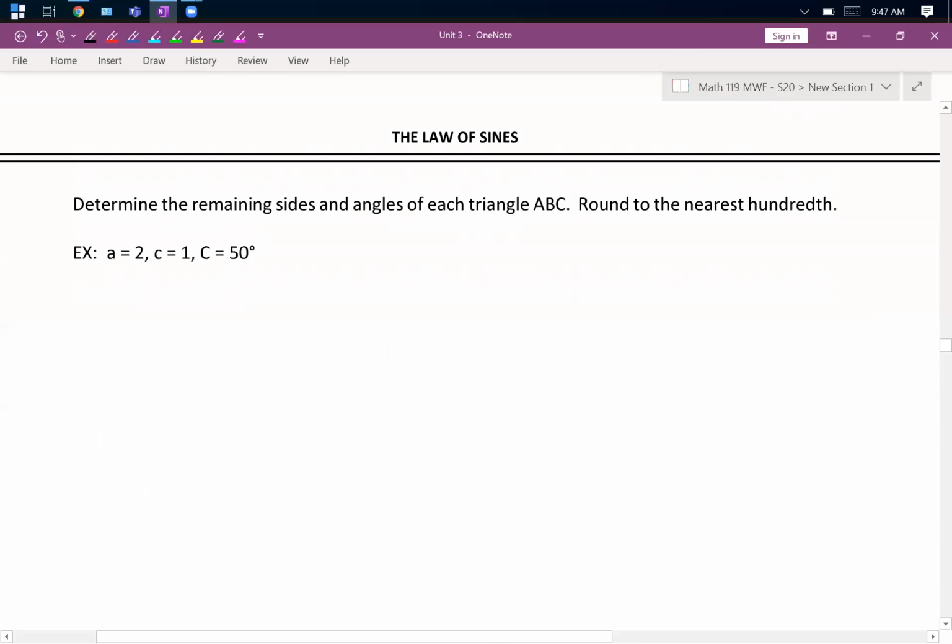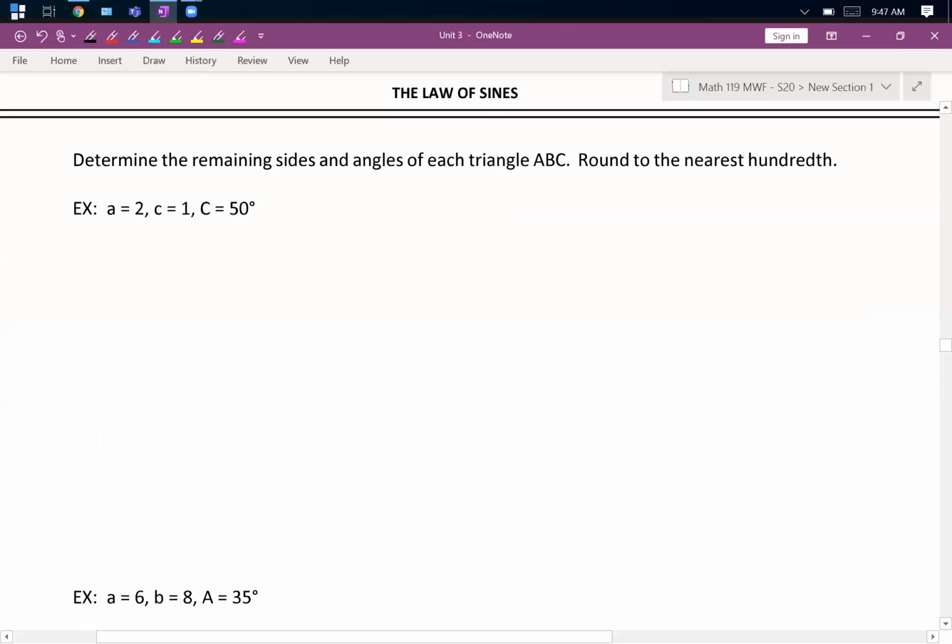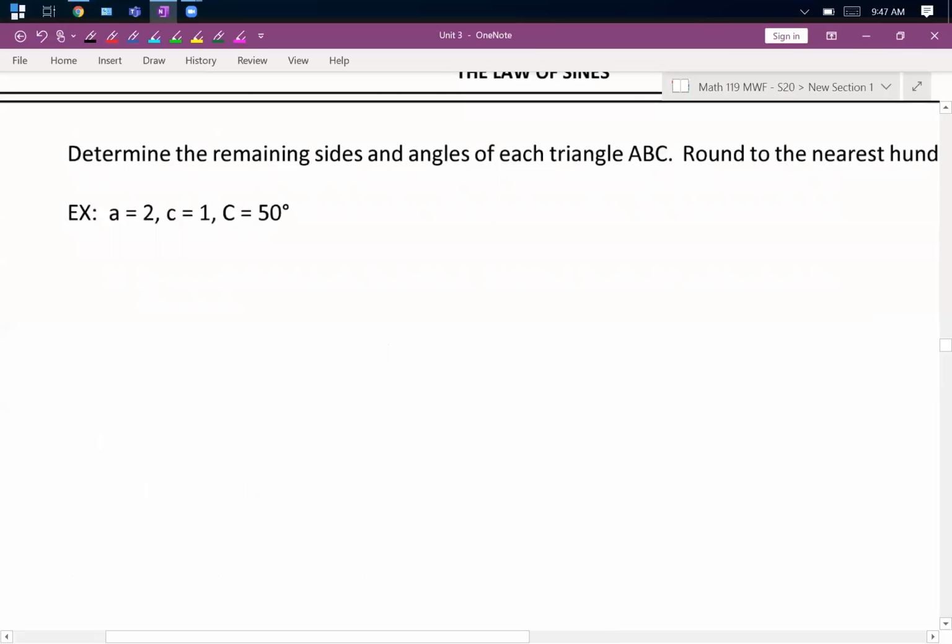So let's determine the remaining sides and angles of our triangle ABC. We'll round our answer to the nearest hundredth. Oh, I know right away that I'm going to be able to do law of sines because I have a known pair. But I know now that it's going to be the ambiguous case because they only gave me one angle. There's going to be so many options for the second angle.